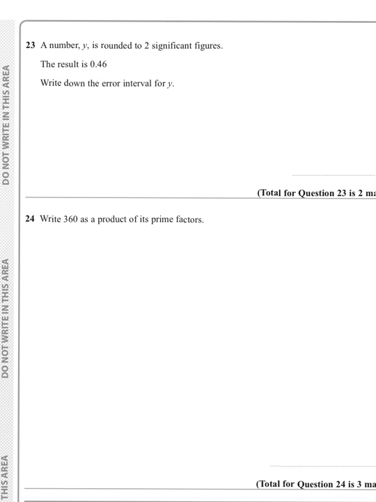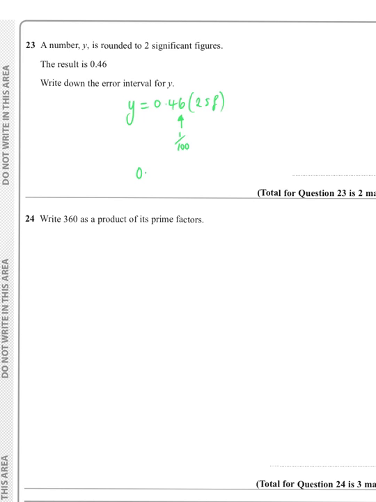A number y is rounded to two significant figures and the result is 0.46. So 2 SF, two significant figures. So we want to see the error interval for y, basically how high that number could be and how low that number could be. So both numbers should round to 0.46. Well, what I normally do is I look at the place value it's been rounded to. So it's been rounded to two significant figures, or in this case, the nearest 100th.